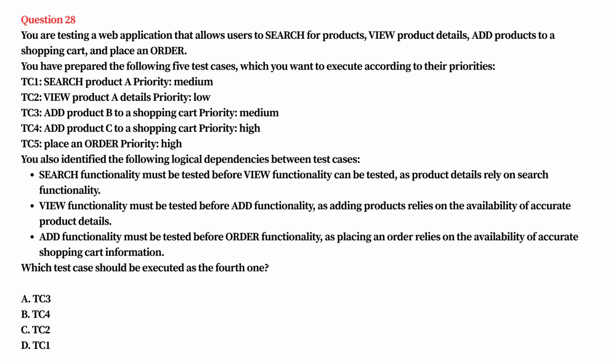According to the dependencies, search tests must be executed first, then view tests, then ADD tests, and, at the end, order tests. Within each of these groups, the order is determined by the priorities of the test cases. So, TC1 must be executed first, then TC2, then TC4 followed by TC3, and then TC5 is the last one. So, the ordering is TC1, TC2, TC4, TC3, TC5.